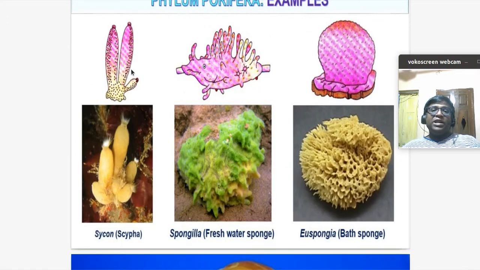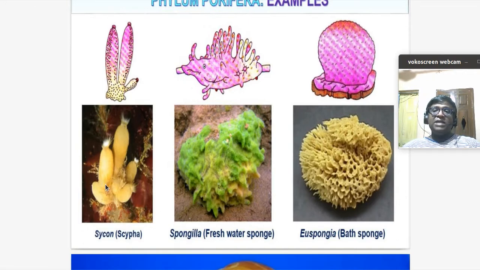For the example, in the textbook they have given cycon. As a live example in the ocean, you can see this cycon, which is commonly called Scypha. Then this is spongilla, the freshwater sponge. You find them in freshwater. And this is the bath sponge, which we call Euspongia. These scientific names you have to remember. They might ask it in the examination or even in the NEET exams or CET. These are textbook prescribed examples, so you should remember them.